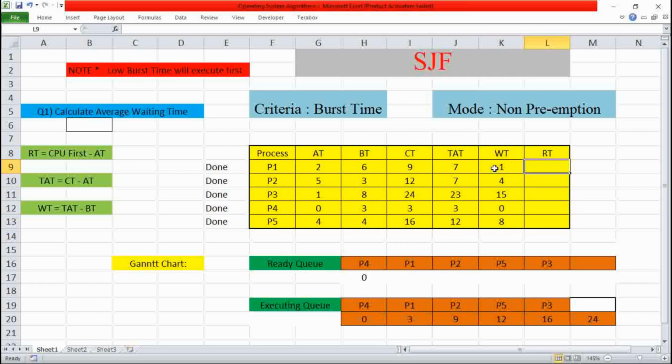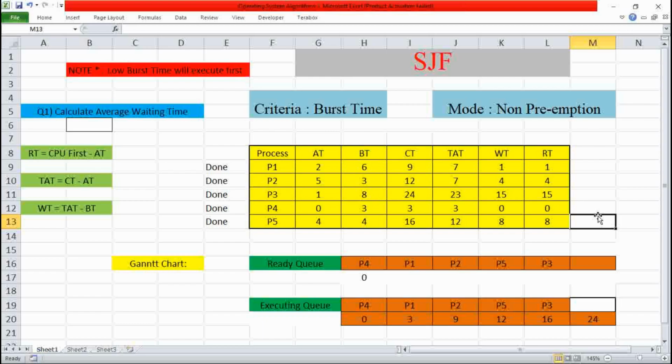Now check the response time. The response time formula is first CPU time minus arrival time. So check for P1. P1 got its first interaction with the CPU at 3. So 3 minus 2 is equal to 1. For P2 it's 9. 9 minus 5 is equal to 4. And for P3 it's 16. So 16 minus 1 is equal to 15. And for P4 it's 0. So 0 minus 0 is equal to 0. And for P5 it's 12. So 12 minus 4 is equal to 8. So our waiting time column and response time column are completed.